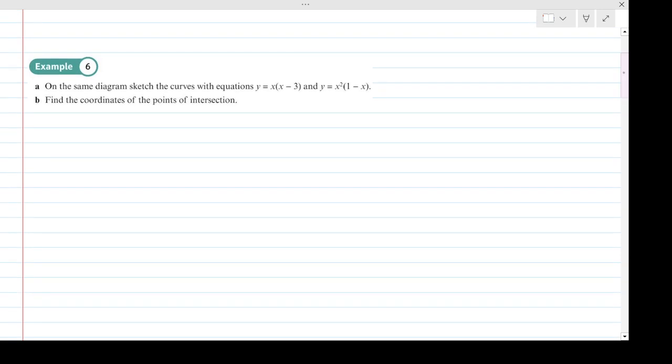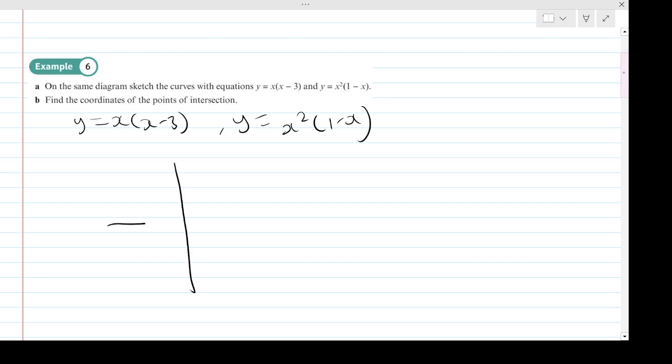So we have this example here, and it says on the same diagram, sketch these curves: y is x(x minus 3), and also y is x squared times (1 minus x). Okay, cool. So draw a big axis there. First of all, we just need to sketch these two graphs. Hopefully you recognize the first one is a quadratic. Again, we know how to sketch quadratics. So firstly, what type is it going to be, a positive quadratic or a negative one? Well, it's going to be positive because x times x is x squared, and the coefficient is positive 1, so it'll be a smiley U shape.